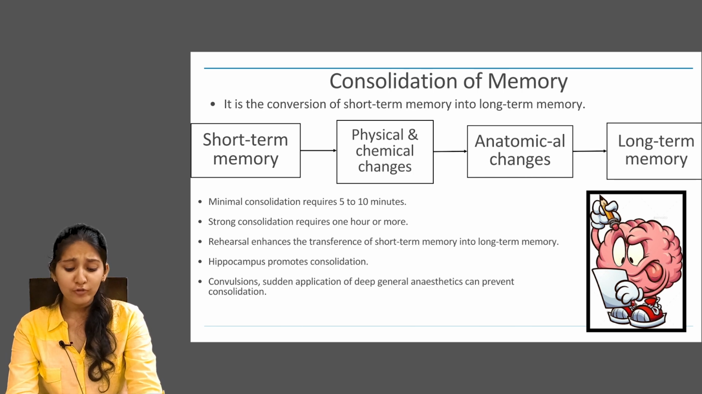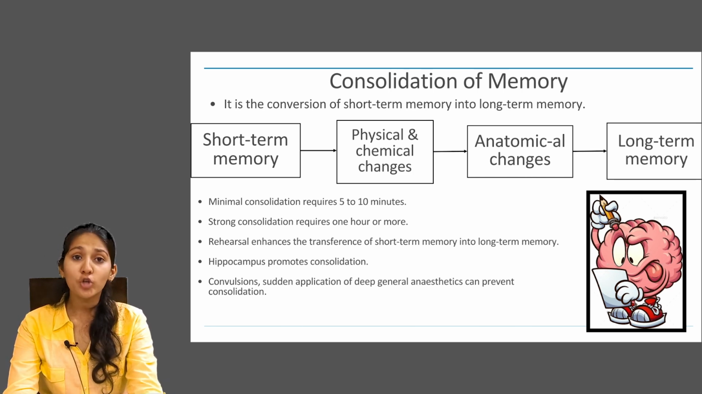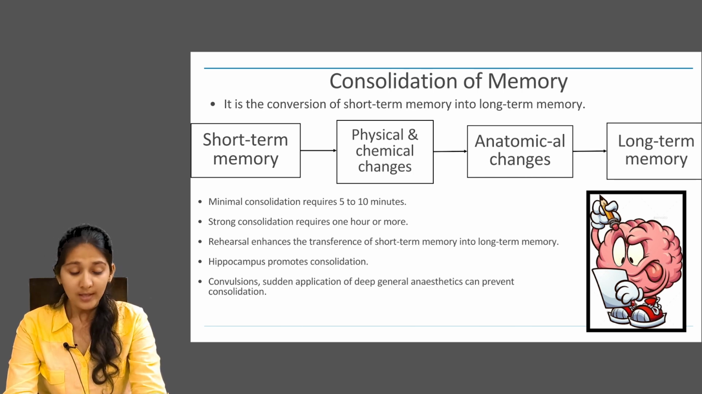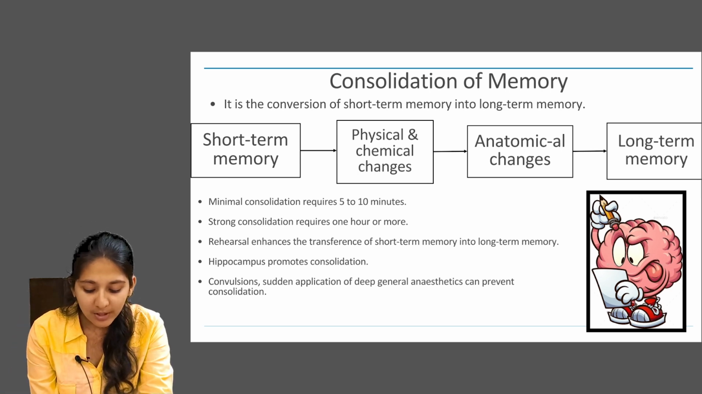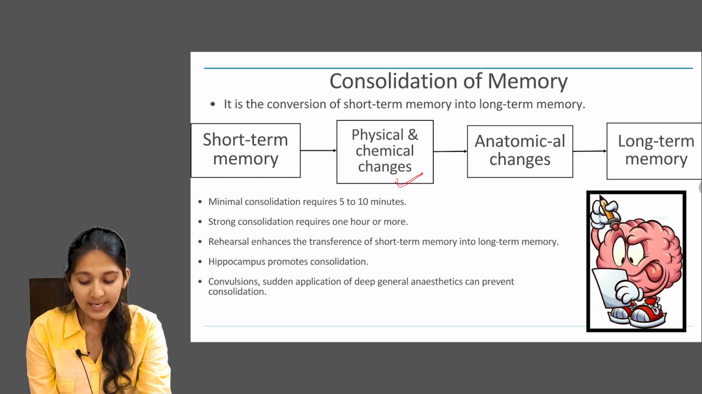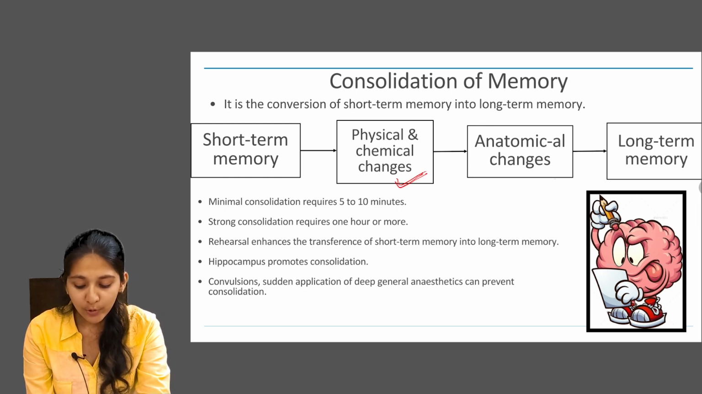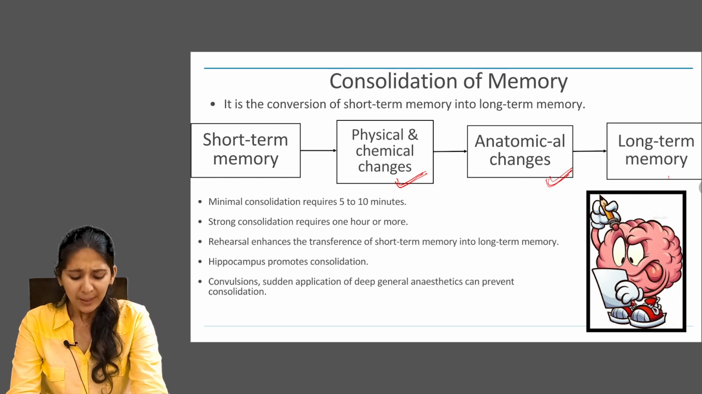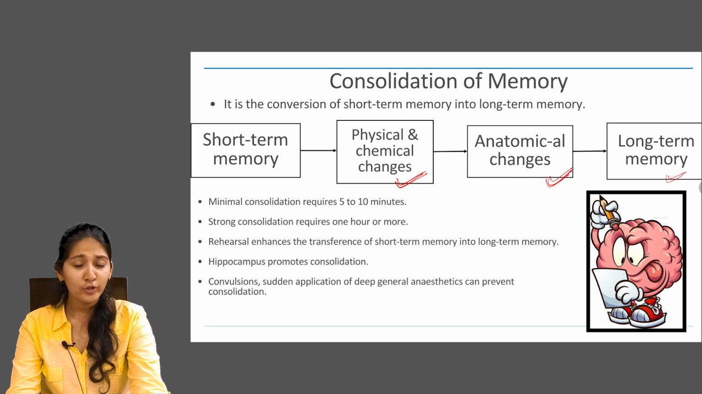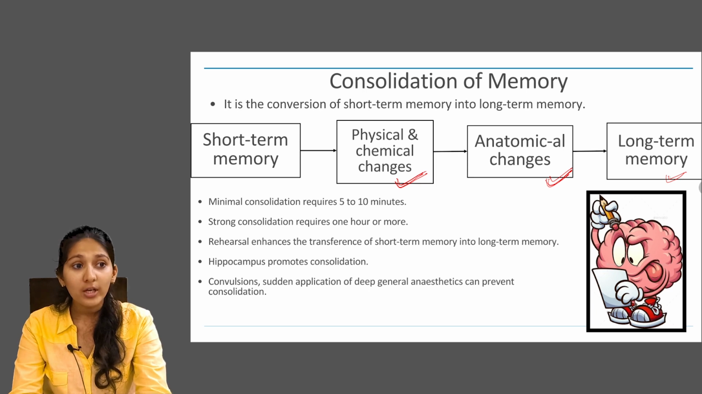Next is consolidation of memory. It means the conversion of a short-term memory into a long-term memory. This happens by a short-term memory being converted into temporary physical and chemical changes. After that, anatomical changes are going to occur, and finally a long-term memory is going to be generated. Minimal consolidation requires only 5 to 10 minutes, but for a strong consolidation we require 1 hour or more.